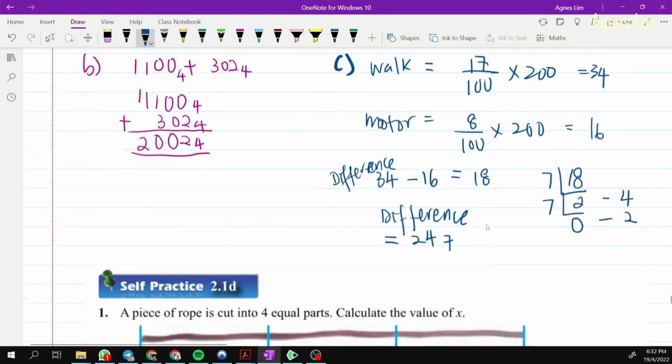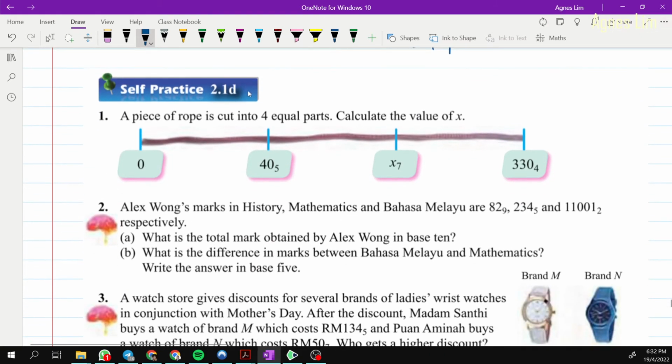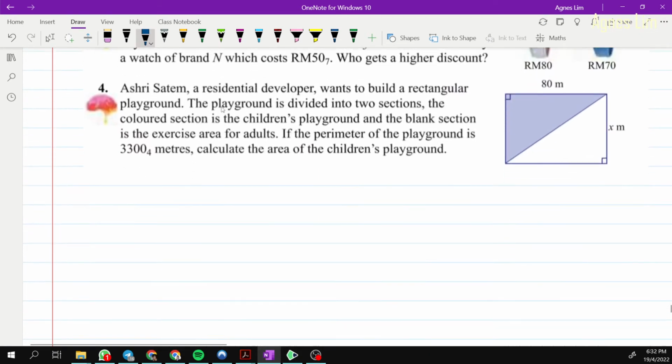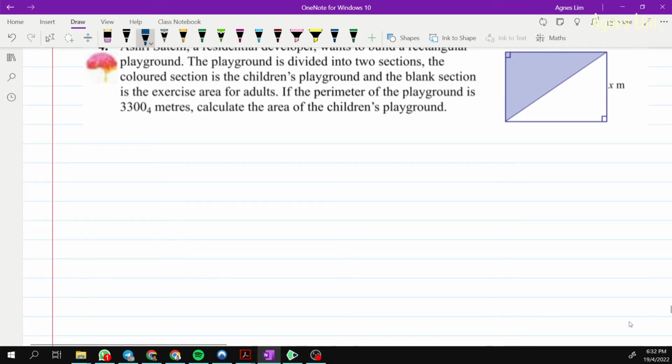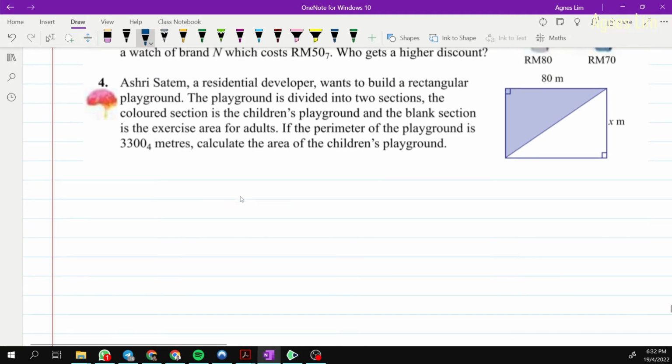Alright, we look at one more question. We look at self-practice 2.1. Let's look at question number 4. I'll let you read the question first.